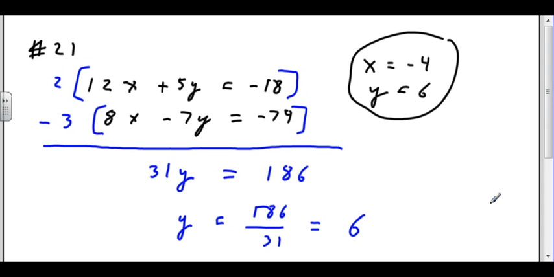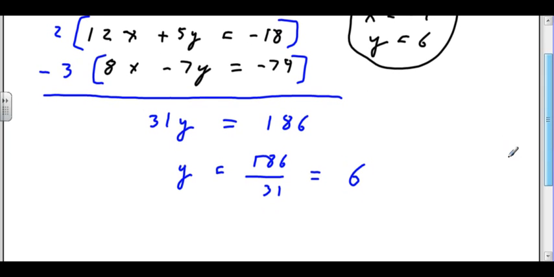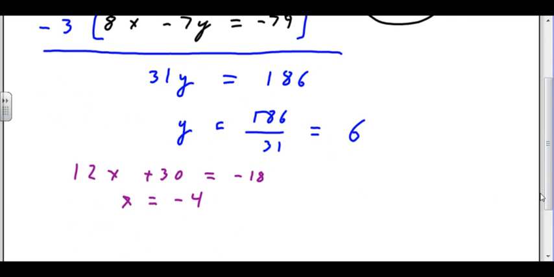Well, I've just put the 6 back in. And this is why I put it in my calculator first, because if 6 isn't right and I plug it back in, all I'm going to do is get the wrong answer, right? So I probably wouldn't do that. So use the top equation. 12x plus 30 is equal to minus 18. So x is equal to minus 4. Is x supposed to be equal to minus 4? And the answer is yes. Okay, so that's how I will do that.